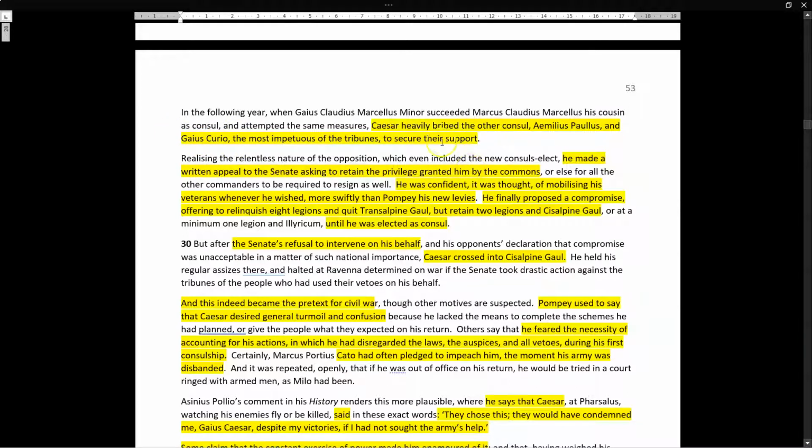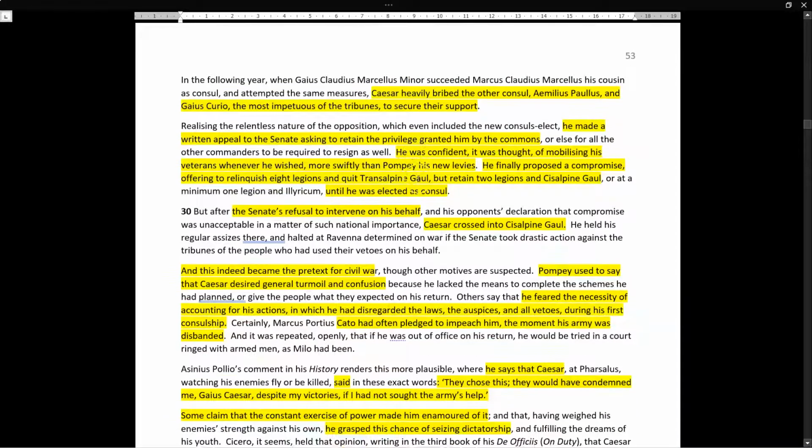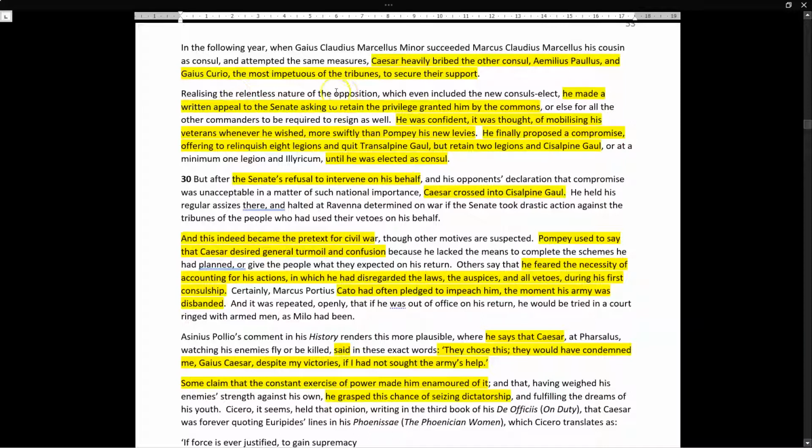So Caesar is not even in Rome, and he's obviously controlling politics to some extent by using his alliances. However, obviously his opposition is relentless, so he makes a written appeal to the Senate, asking to retain the privilege granted him by the Commons, i.e. keep his provincial command, and if he has to step down, that all other commanders be required to resign as well. So in other words, he doesn't want to be left without protection while other people have got armies. It kind of makes sense, I guess.